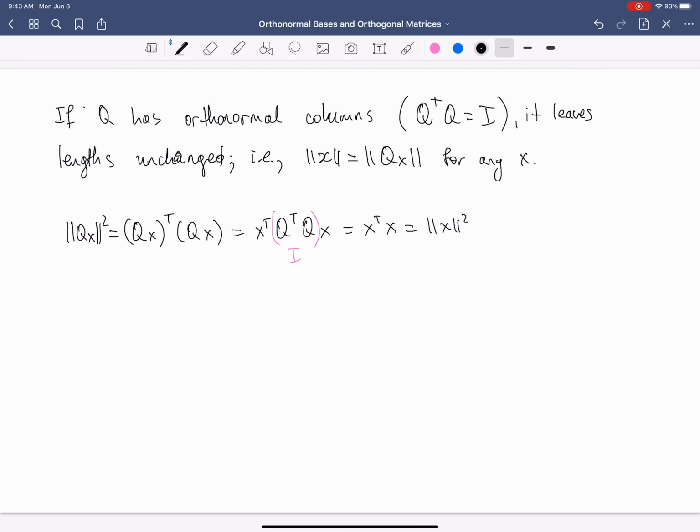Okay, why is that important? Why is it important that the lengths are being preserved? Well, that gives us numerical stability. When we apply these matrices onto vectors, we know that the numbers inside the vectors, the components, won't get too large or too small. It gives us computational stability. All right, more on this in the next video.